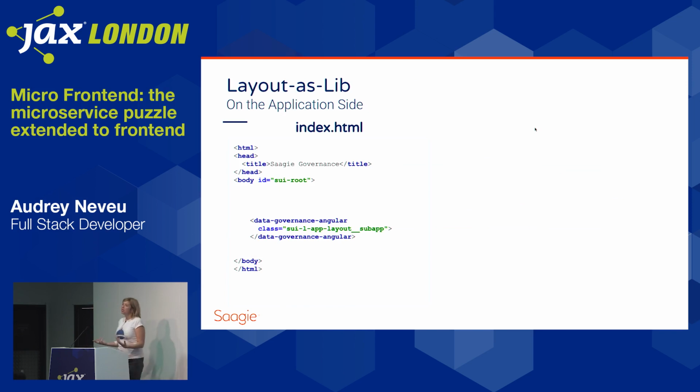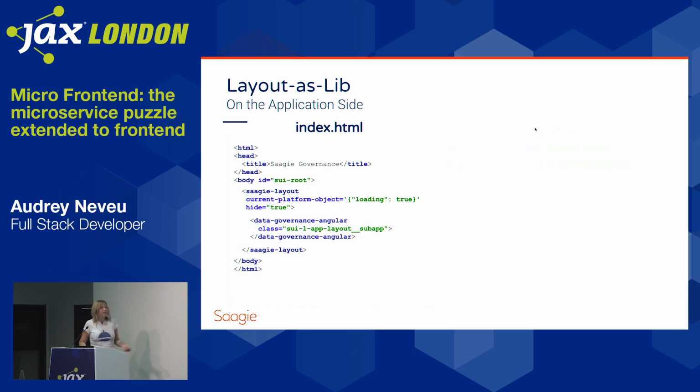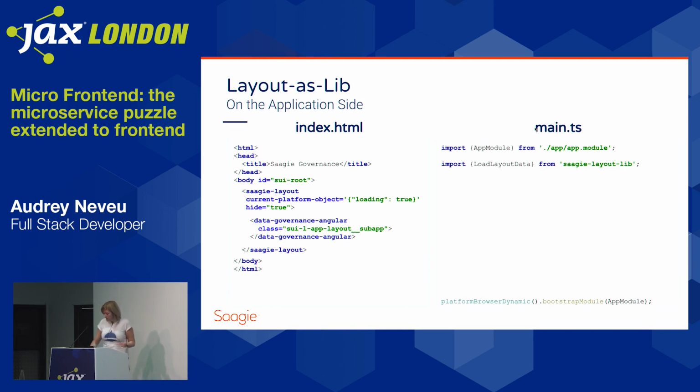So on the application side, here we are in the main HTML page of governance. It does not change a lot. The only thing we're going to do, so here it's the main HTML page, and we've got our top-level component, the one we previously encapsulated into a web component. This time we're going to encapsulate it in a Saagie-Layout component, which is going to be hidden by default. Then, in the main TypeScript page of the application, we're going to look at the path to define if we are in legacy mode or not.